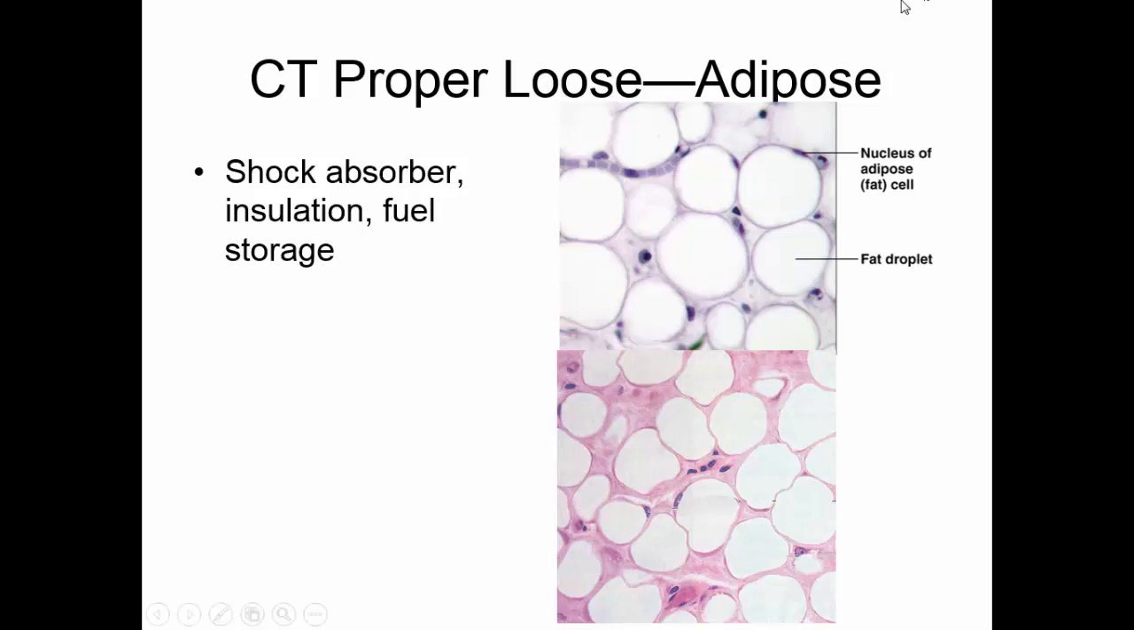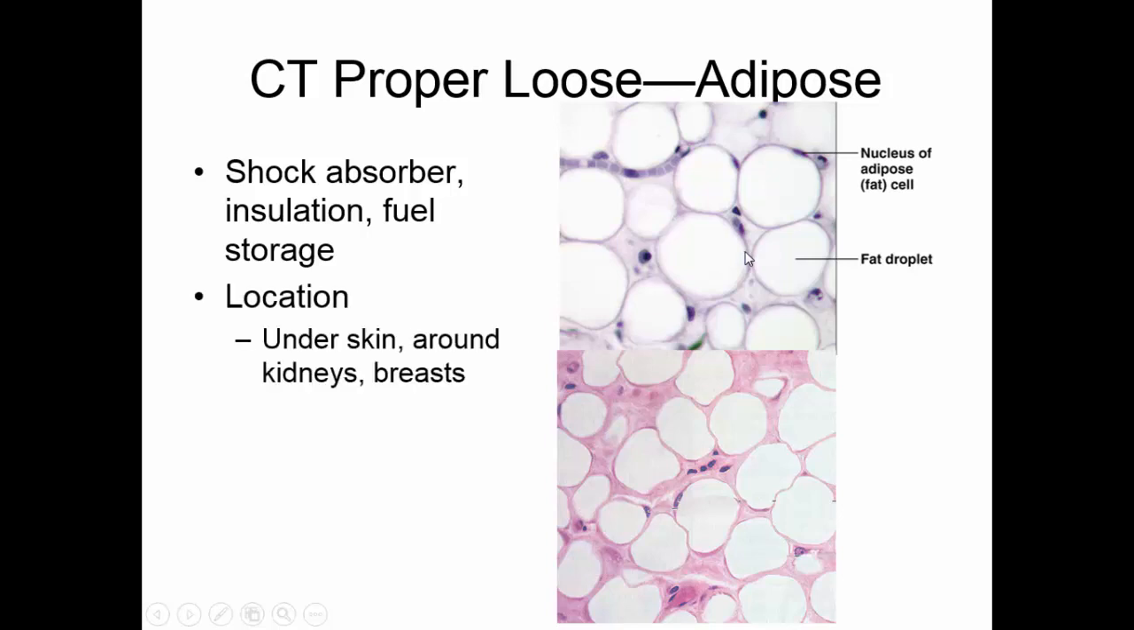The adipose tissue acts as a shock absorber, an insulator, and fuel storage area. Here the cells are filled with large globules of fat. This is the insulator, the protector, and also fat, you'll remember, is our big storage molecule for energy. Adipose tissue is located under the skin. It does a lot of insulating and some protecting there, around the kidneys, and it's collected in the breasts.